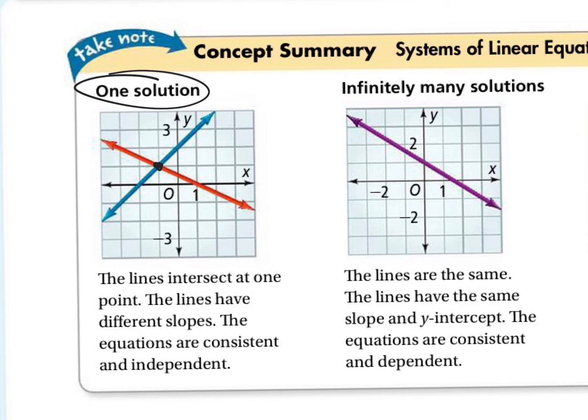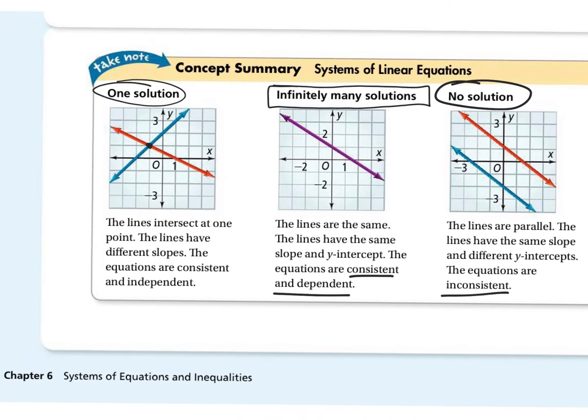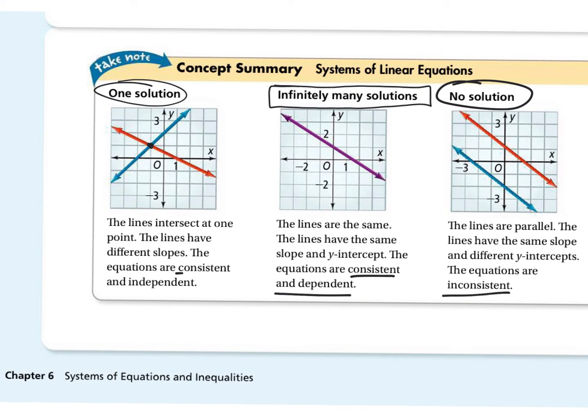It's possible, like we talked about, the lines could be the same as each other, and then there would be infinitely many solutions. Or if the lines are parallel, then we have no solution. And remember, no solution is inconsistent. Infinitely many solutions is consistent and dependent. And if we have one solution, then it is consistent and independent.